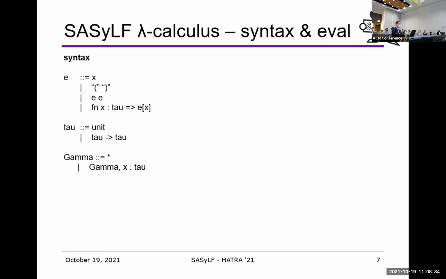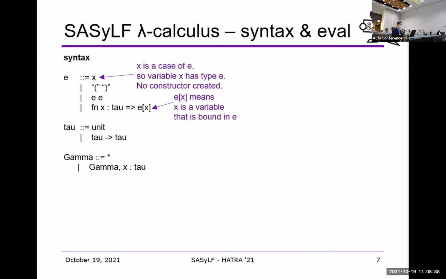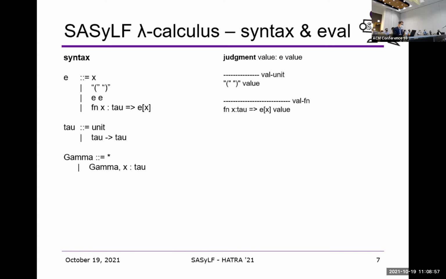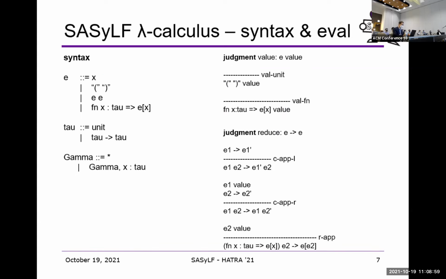I won't go through in quite as much detail the lambda calculus, but I will point out a couple of things. We can write E with X in brackets to say that X is a variable that's bound in E. And then X stands for an expression. That means later we can substitute expressions for X's. It's built into SASyLF, and so variable X has type E. And then we can write rules.